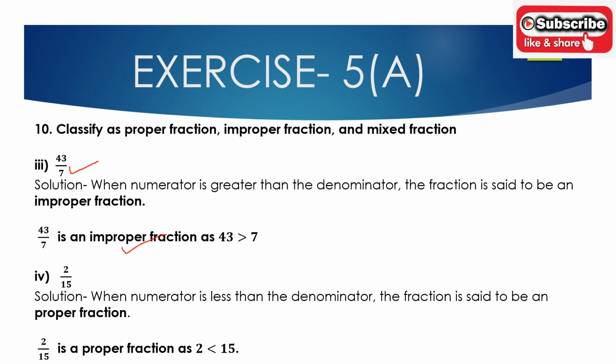Fourth bit is 2 divided by 15. Here numerator is 2 and denominator is 15. Numerator 2 is less than the denominator 15, so this is a proper fraction.